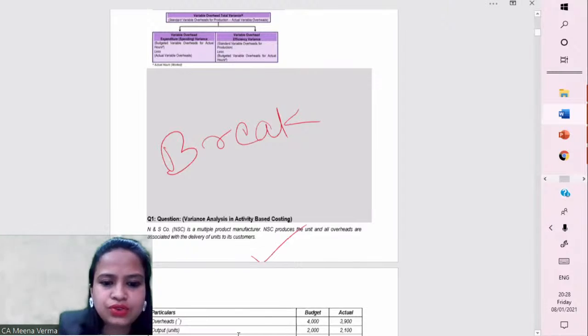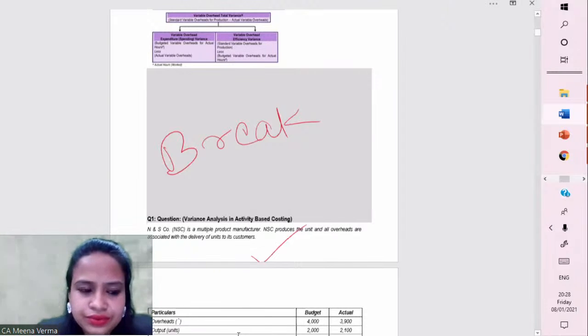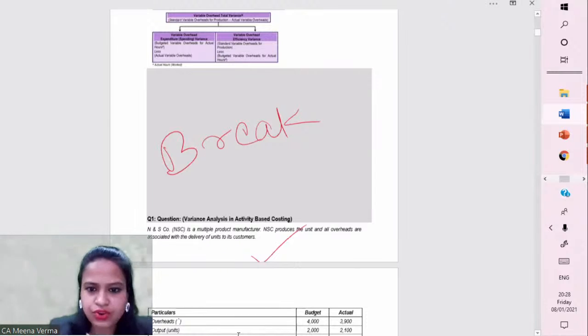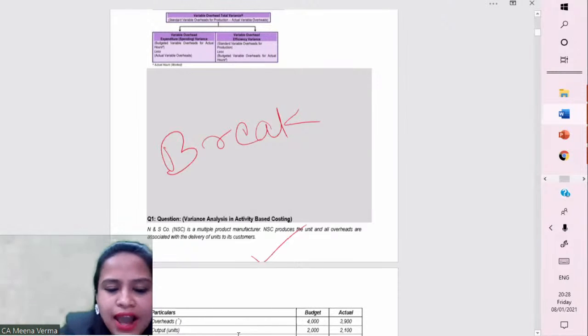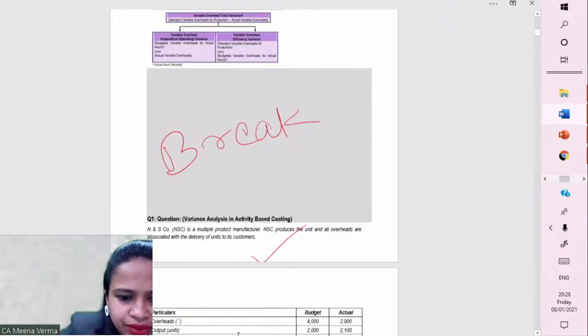What is the standard cost here? Standard cost for actual activity. What is the actual activity here? 19. Standard cost per activity is 200. So the standard cost for actual activity will be this, minus the actual cost for actual activity, which is 3900. This way you will get the expenditure variance. I will repeat it again, so don't worry.